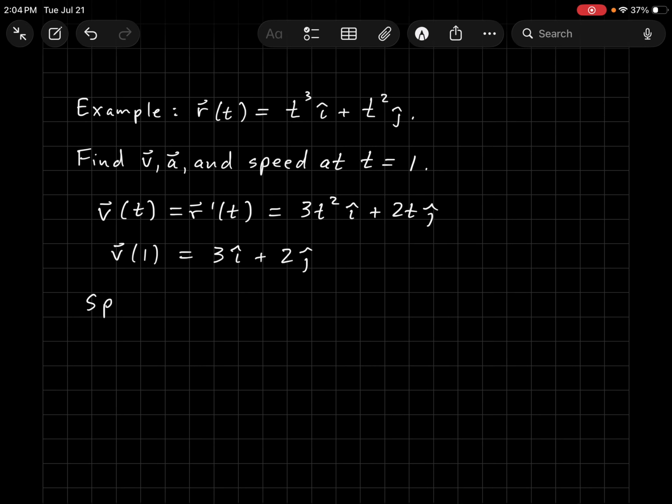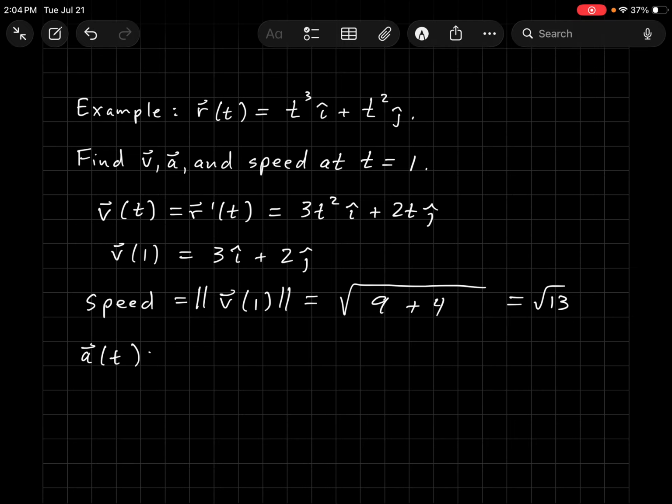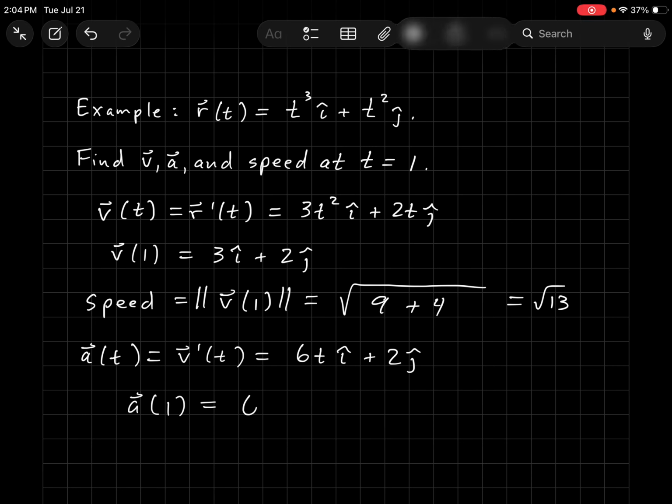Let's go in and find the speed using that, because speed is going to be the magnitude of our velocity, and here at 1, which is going to be the square root of 3 squared plus 2 squared. And then the acceleration at 1, we start by finding the acceleration at t, take the derivative first. So that's going to be v prime of t, which will be 6ti plus 2j. So our acceleration at 1 will be 6i plus 2j.